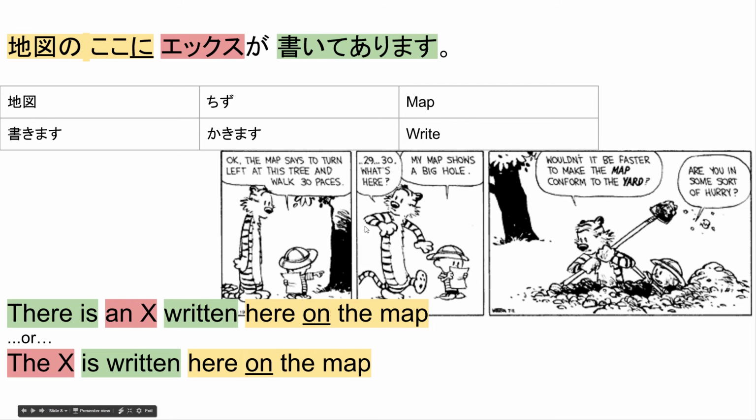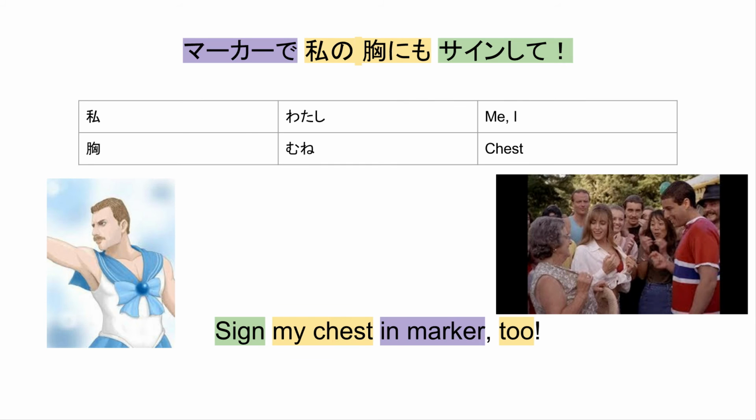So I have a little Calvin and Hobbes comic. Okay, at this map, turn left at this tree and walk 30 paces. 29, 30. What's here? My map shows a big hole. Wouldn't it be faster to make the map conform to the yard? Are you in some sort of a hurry? Alright. So once again, the ni particle tells us where something is written, where something will be written, or where to write. Okay, next sentence.